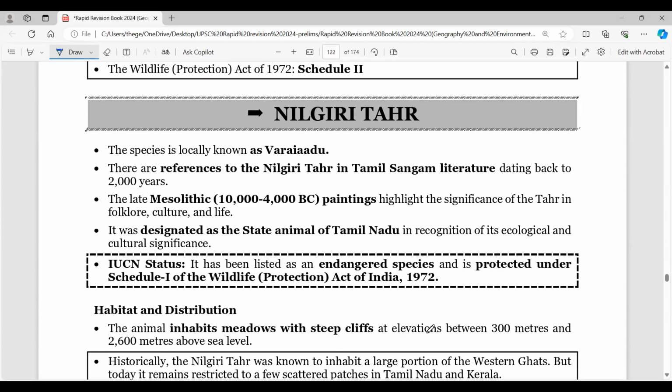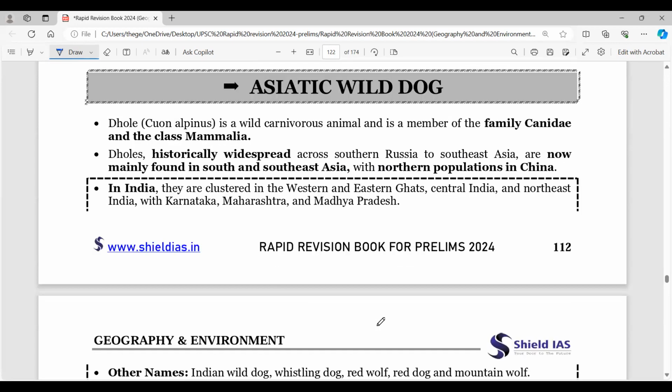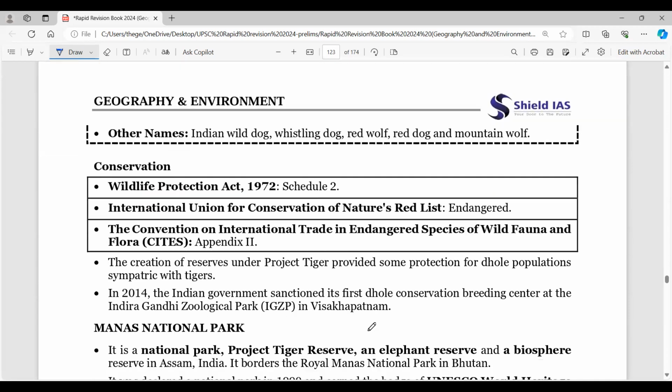Nilgiri tahr, we have talked about in earlier exams also. Again, just take a look into Nilgiri tahr, species locally known as Varayadu. And if you observe here in the Mesolithic paintings also, this tahr has been found in folklore, culture, life, right? So Tamil Sangam literature also mentions it. So under Wildlife Protection Act 1972, Schedule 1 species and it's endangered species in IUCN status as well. Now come to Asiatic wild dog. Again, look into this Asiatic wild dog. So here what you see, Wildlife Protection Act Schedule 2 it is, and here endangered species is what you find.